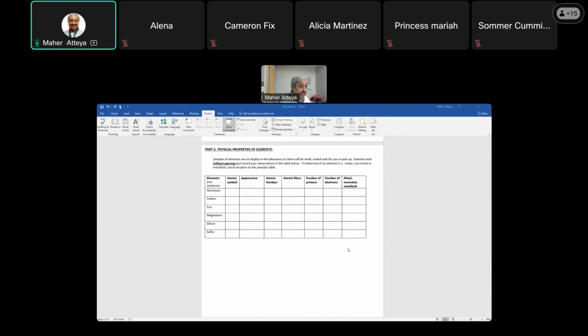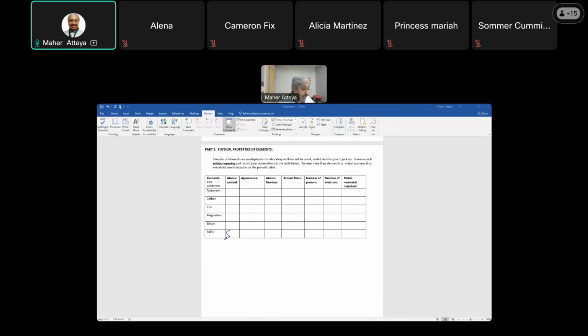Like I have sulfur here, correct? What's the atomic symbol of sulfur? You can come to the periodic table. Using the periodic table, you look where sulfur is, and then you write its symbol. For example, I will do sulfur for you, and then you can do the rest. Okay. So sulfur is S.